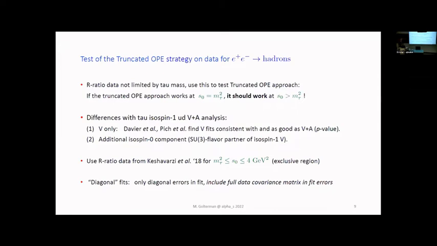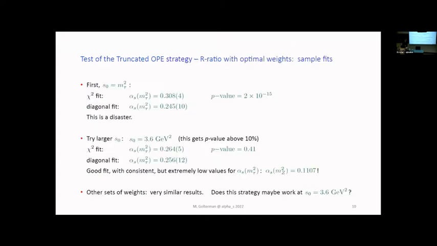I want to mention one point. If I call something a diagonal fit, that means that I'm in the chi-square throwing away correlations, but in the errors, I will always fully propagate any full data covariance matrix. So it's not like we're throwing away data covariances. Okay, so here we first try to do the same thing as before. We use these optimal weights as an example. And again, we did this for all sets of weights that are being used in the truncated OPE approach.